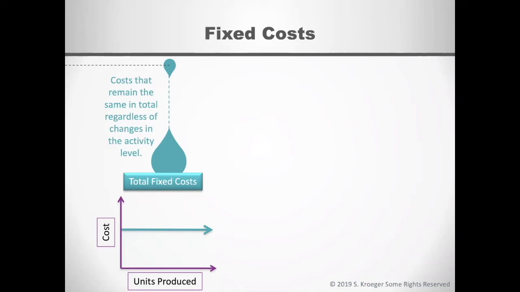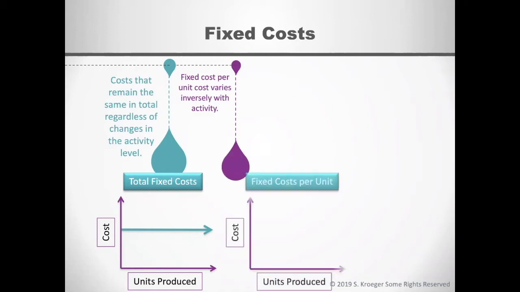Now the flat line is the total overall cost. If we break this down on a per unit basis, it will vary inversely with activity. A per unit basis means per business activity. I'll give you examples of how this works in a moment.